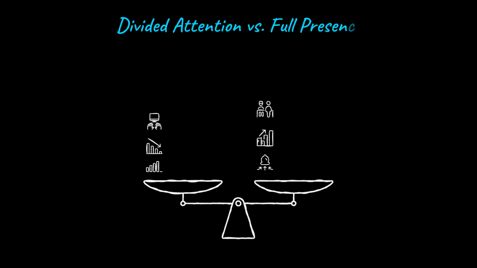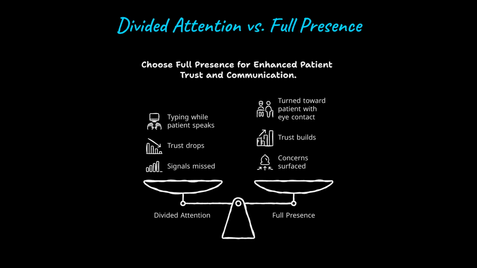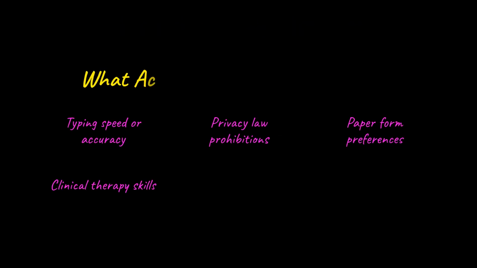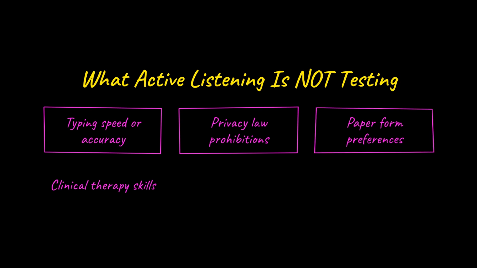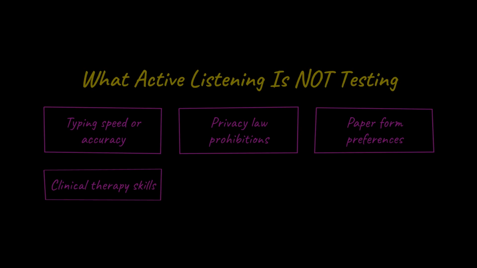When a CMAA types during a sensitive disclosure, the nonverbal message is that the screen matters more than the patient. Trust drops, and the depth of what the patient is willing to share drops with it. Stopping the typing and turning toward the speaker signals presence and keeps those critical signals from being missed. Exam distractors often point to typing speed, privacy law prohibitions, or patient preferences for paper forms. None of these capture the relational principle being tested. Active listening at the front desk is specifically about undivided attention and trust, not regulatory or technical concerns.